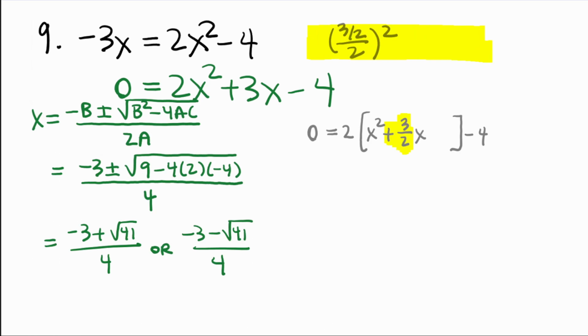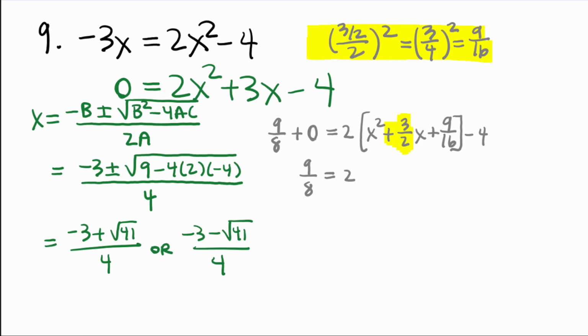And when I divide 3 halves by 2, that's going to be 3/4. And if I square 3/4, I'm going to get 9 over 16. So I'm adding 9 over 16 here. But then what I'm really adding is 2 times 9 over 16. And if I doubled 9/16, I'd have 18 over 16, which is going to be the same as 9 over 8. So since I added something equivalent to 9/8 on the right side, I'm going to need to add something equivalent to 9/8 on the left side. And then I'm going to factor the thing in the box just like usual.